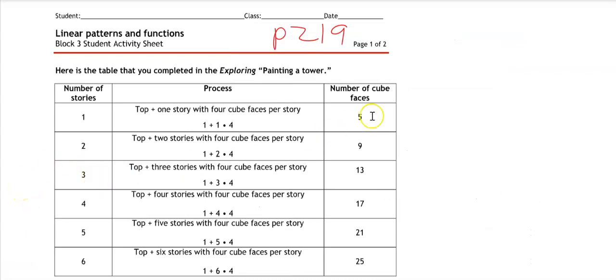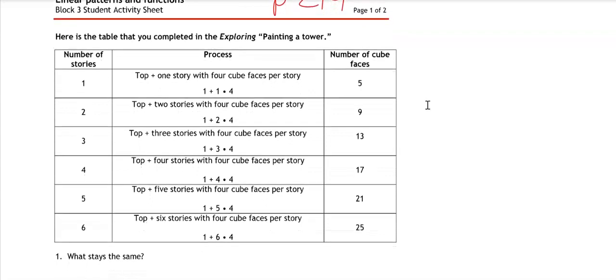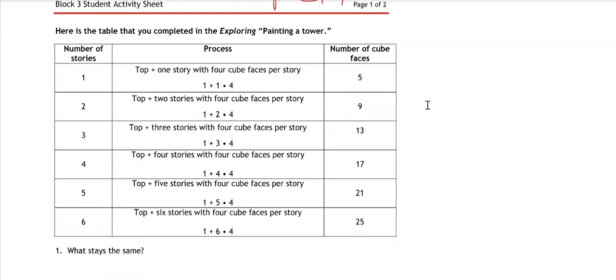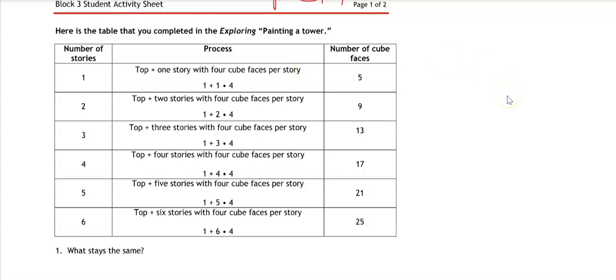Now, let's take a look and see what we've got going on here. It says, here's a table that you completed using the Exploring Painting a Tower. The first question it's asking us is, what stays the same in this table of values? We'll highlight all the things that stay the same with a yellow highlighter.